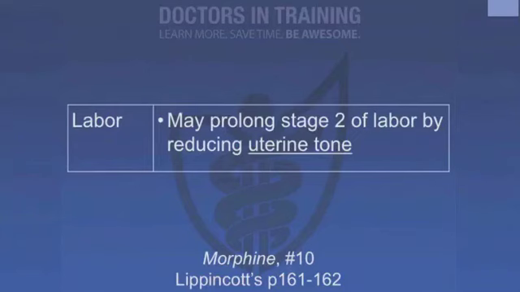How does it affect the uterus? Well, it can prolong labor by reducing uterine tone. So that's why you have to be careful with certain opioids during labor, because if you give it to them, then you can prolong that labor and even lead to potential complications of prolonged labor.